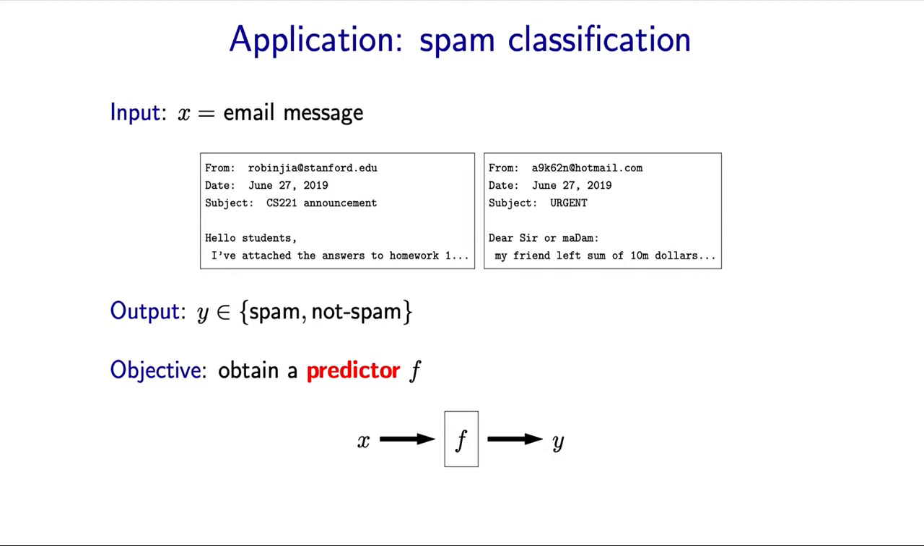So let's go back to the first application of spam classification, and let's break down this problem. In spam classification, we have an input x, which is our email message. The output can either be spam or not spam. What's the objective of this problem? The objective is to obtain a predictor f, or a function that can help us distinguish between spam or not spam. That's what the classification algorithm is trying to do.